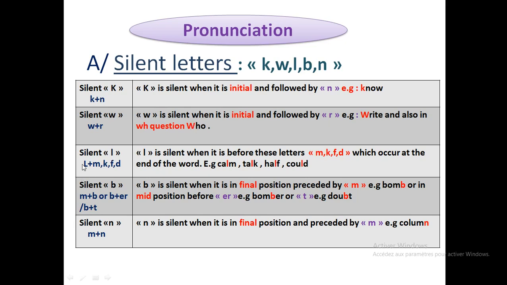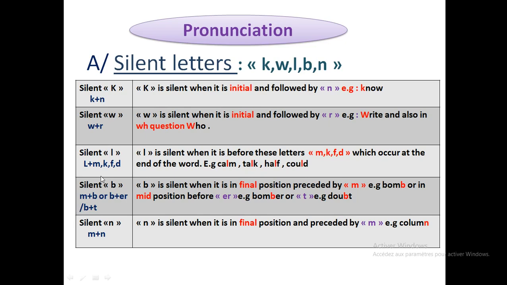Silent L. You have L plus M, K, F, D. It means L is silent when it is before these letters M, K, F, D, which occur at the end of the word. Example, calm, talk, half, could. So when you have words which end with these letters, the L before them is silent. زي ما تكون عندكم كلمة تخلص بهاد الحروف قبلهم تكون L هذيك تكون صامتة.